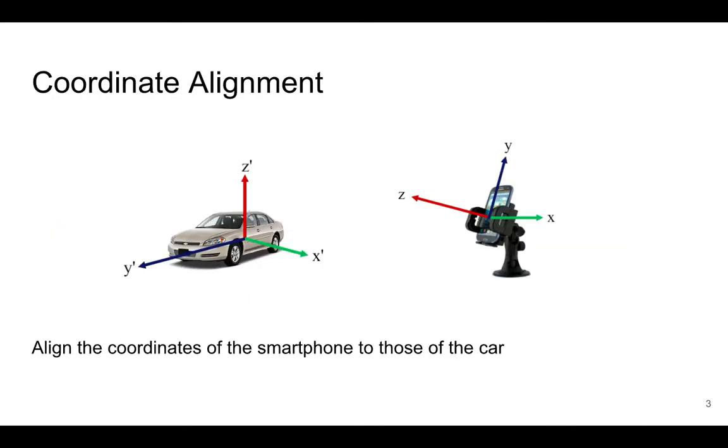So to use a smartphone sensor to track driving behavior, we need to do a crucial step, which we call coordinate alignment, which is to align the coordinate of the smartphone to those of the car, so we can get 3D sensor readings of the car.